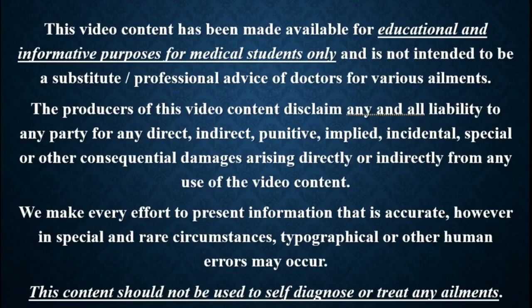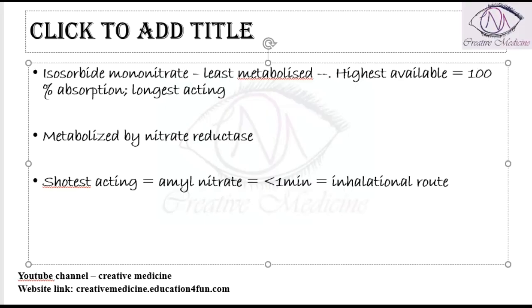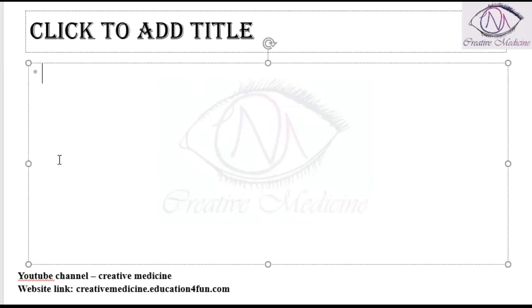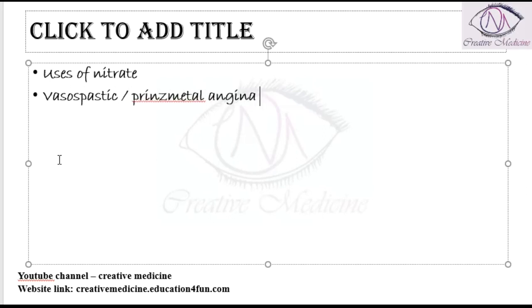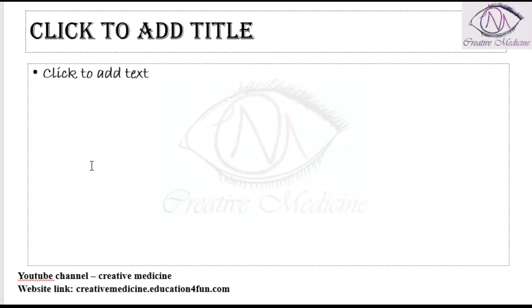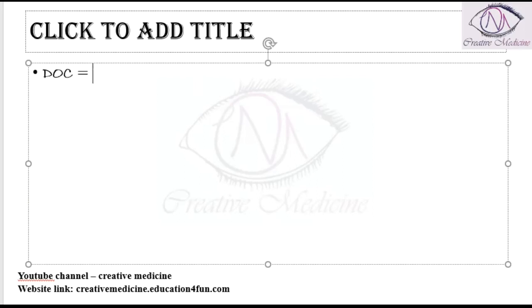In this lecture, we will learn about the uses of nitrates. Nitrates can be given in vasospastic or Prinzmetal angina, but the drug of choice for vasospastic and Prinzmetal angina is calcium channel blockers. Actually, the nitrates are the drug of choice in acute attack of angina.